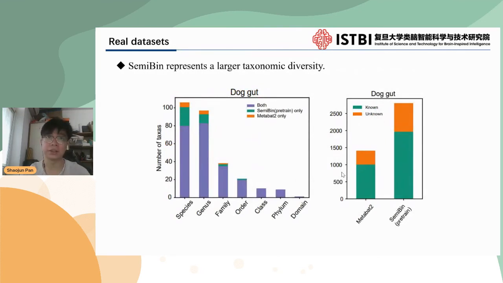We annotated the high-quality bins from SemiBin pre-train and MetaBAT2. We can see that SemiBin pre-train represents a larger taxonomic diversity at all levels, and it was able to recover more genomes from both known and unknown species. These results validate the ability of the semi-supervised Siamese neural network used in SemiBin to extract information from background data, such as reference genomes, while being capable of going beyond it.